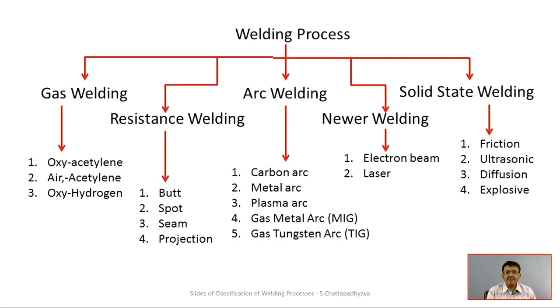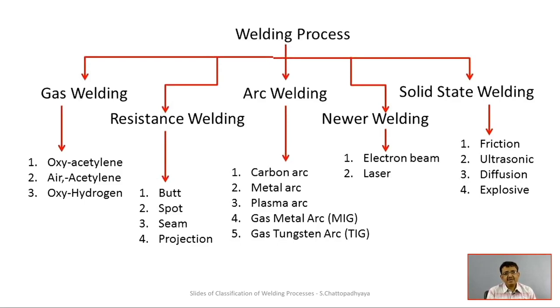Resistance welding mainly generates heat from resistance, and according to that there is partial melting at the coalescing surfaces, and on that basis the joining is taken care of. The divisions are butt welding, spot welding, where sheet metals and other things are joined together, seam welding, and then projection welding. These are all the divisions of resistance welding.